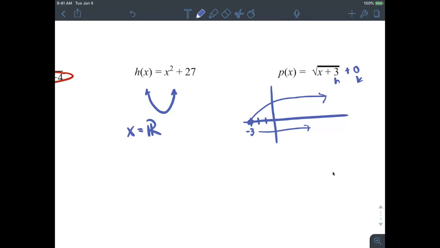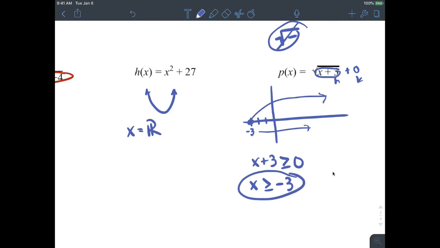Okay? So how would I figure this out without knowing what the graph looks like, or if it's really complicated underneath the square root? What can't you take the square root of? I can't take the square root of a negative number. So what I'm going to do is set up the inside. I'm going to take this calculation, x plus 3. What does it have to be greater than? It has to be greater than or equal to 0. Anything bigger is okay. So x has to be greater than or equal to negative 3. That's my domain. True?